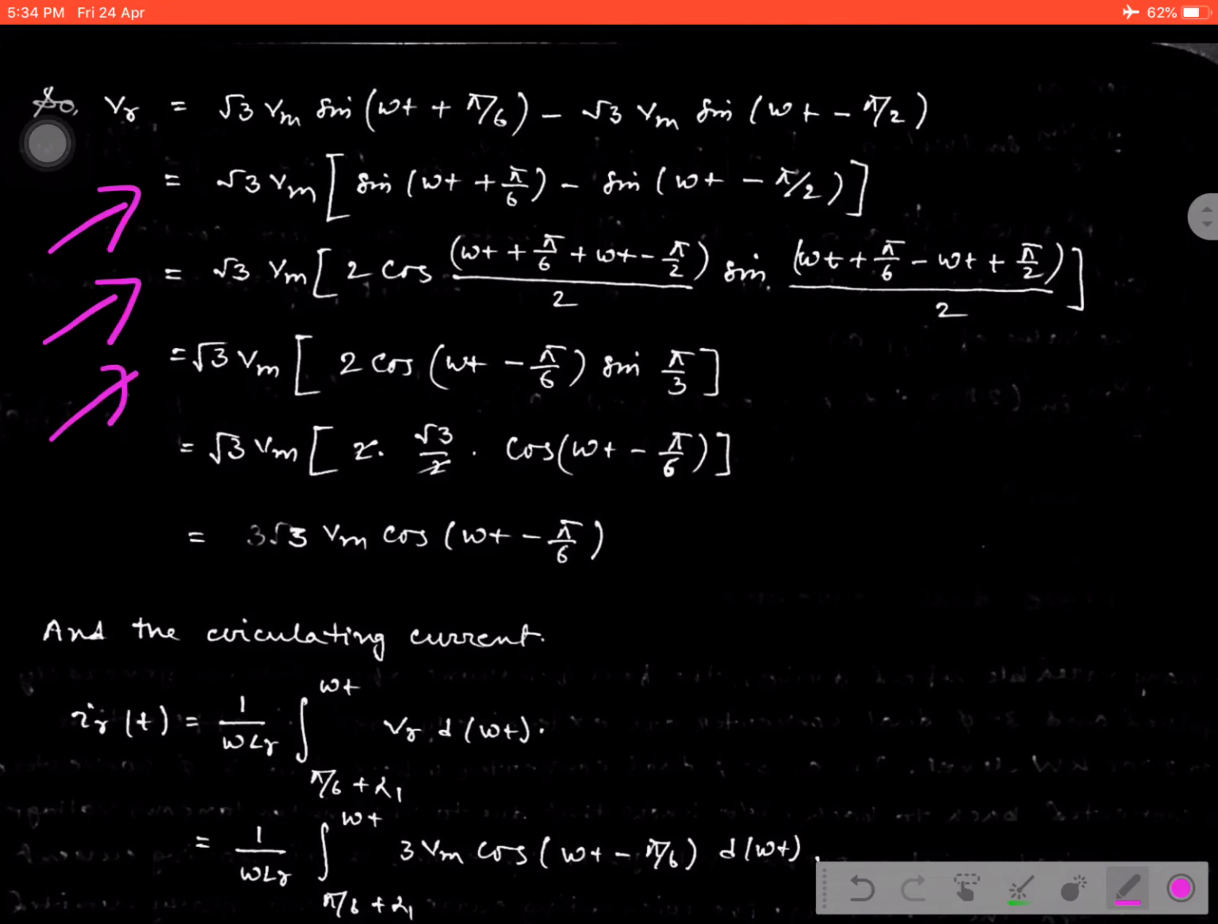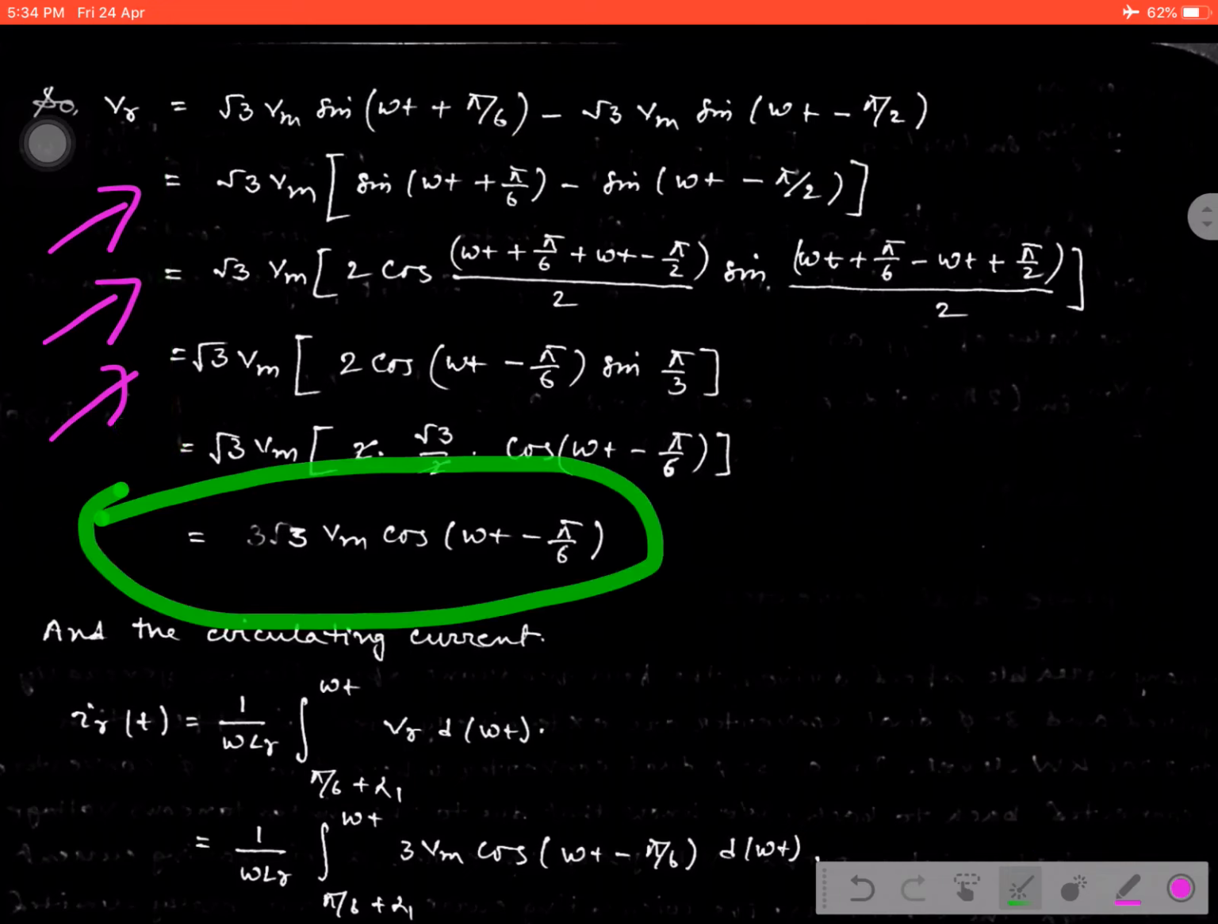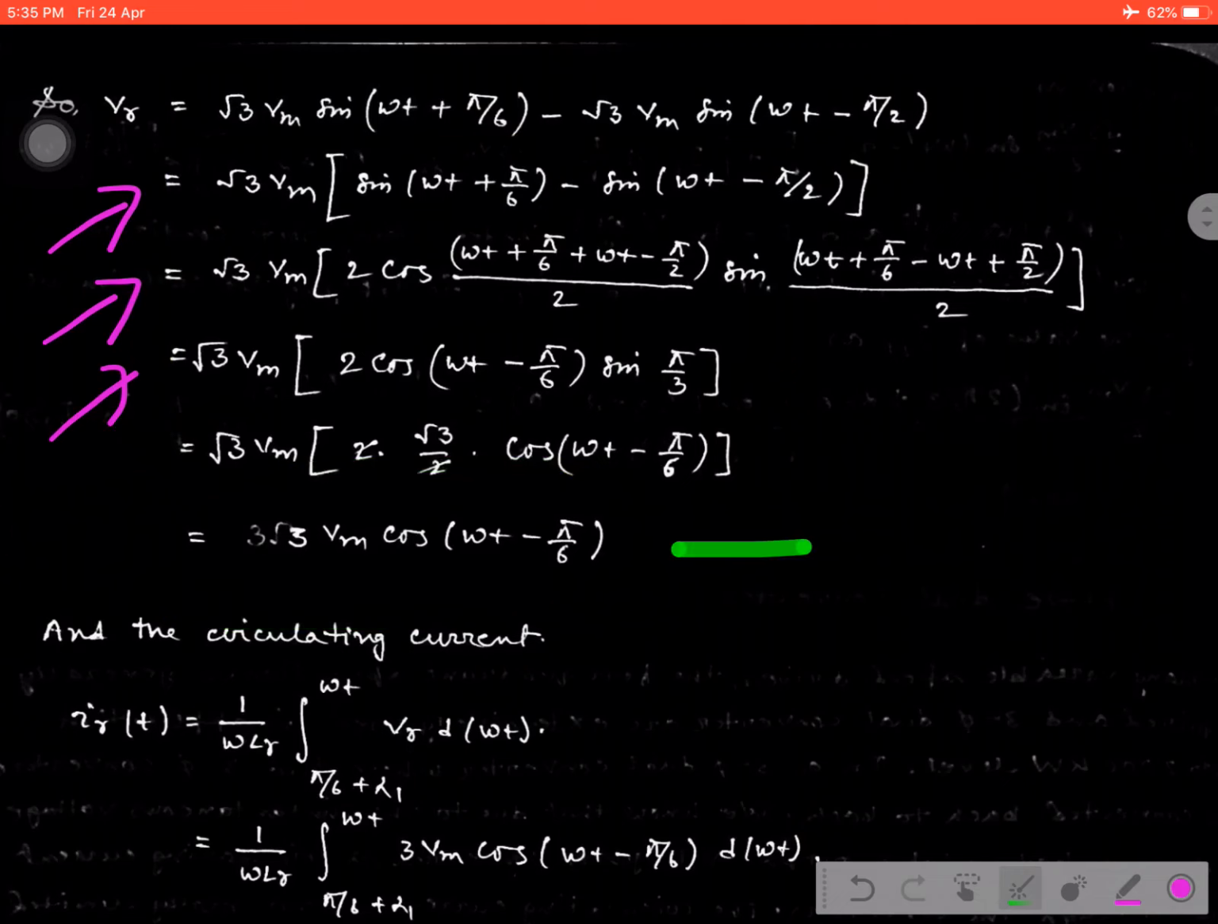Again, with further simplification, we get the result √3 Vm · 2 cos(ωt − π/6) sin(π/3). So ultimately, through this simplification, we get 3√3 Vm cos(ωt − π/6). So this is the result for VR. Now we are going to calculate the circulating current, and this VR means the difference between VAB and VBC.